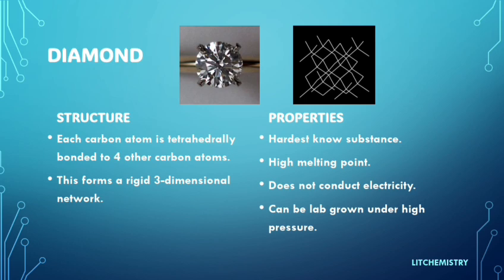Because of this strong structure, diamond becomes the hardest natural substance. We actually use diamond-tipped tools to cut glass or metal. That's how hard it is. It also has a very high melting point and does not conduct electricity because it has no free electrons. Even the diamonds used in jewelry can be made artificially in labs by applying extremely high pressure.